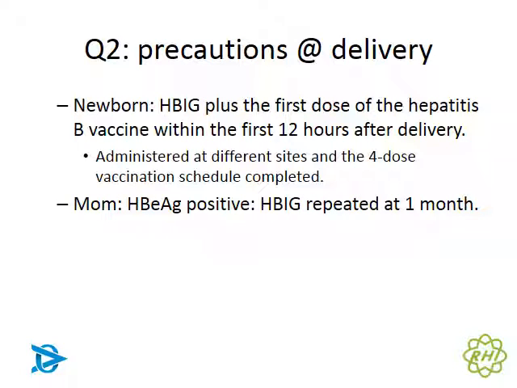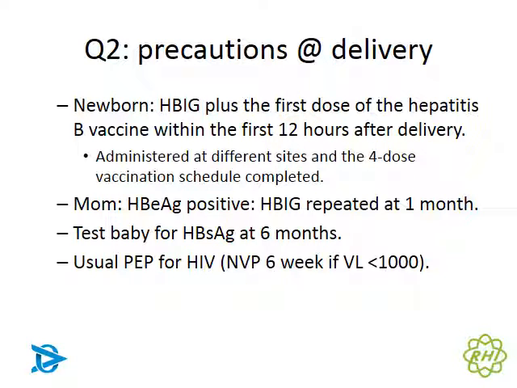If the mom is HIV positive, like this mom is, then you would repeat your hepatitis B immunoglobulin. You'll give another dose of that in a month's time. You want to test your baby for hepatitis B serum antigen at 6 months to see if the baby has been infected. And you're going to give your usual post-exposure prophylaxis for HIV like you would do. So if the mommy's viral load was under 1,000, you would give nevirapine for 6 weeks.